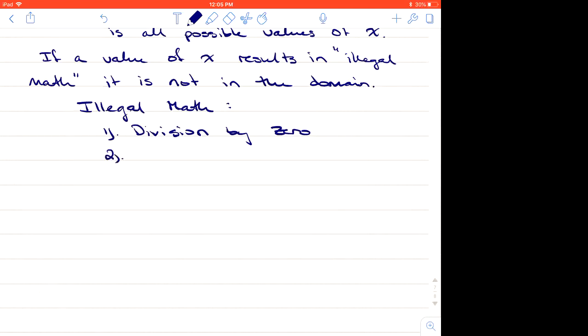And the second one is if we ever try to take the square root of a negative number, we can't do that. So we can't take the square root of a negative number.